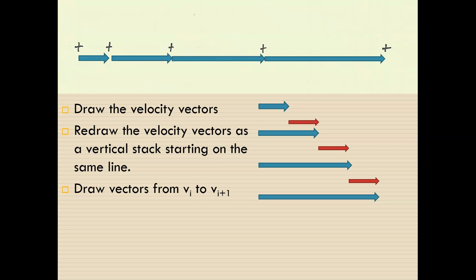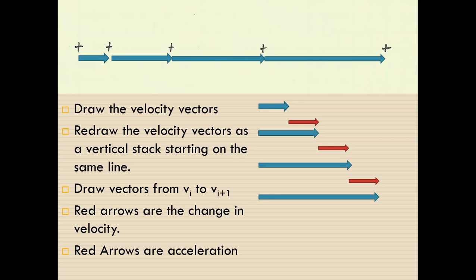Okay, now again, just like we can take the displacement arrows, divide those by the time interval and get the velocity arrows, we can take the change in velocity arrows, divide them by time, and get the acceleration arrows. And so the red arrows will now represent our acceleration. What kind of acceleration do we have here?